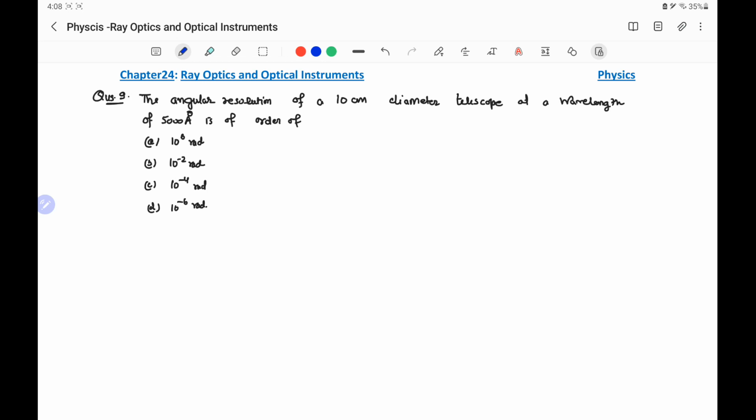Ninth question is, the angular resolution of a 10 centimeter diameter telescope at a wavelength of 5000 angstrom is of the order of. Options are 10 raised to power 6 radians, 10 raised to power minus 2 radian, 10 raised to power minus 4 radian, and 10 raised to power minus 6 radian. We know that angular resolution delta theta is equal to 1.22 lambda by A, where lambda is the wavelength of light and A is the diameter of the lens.